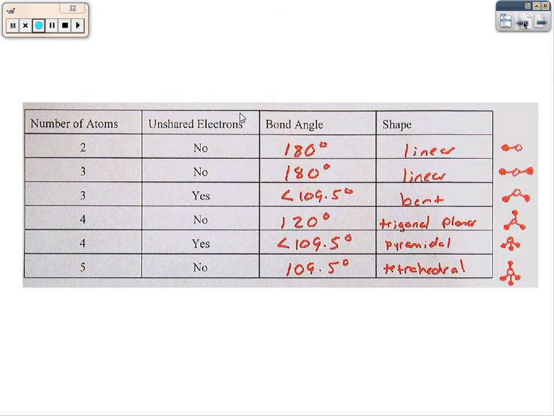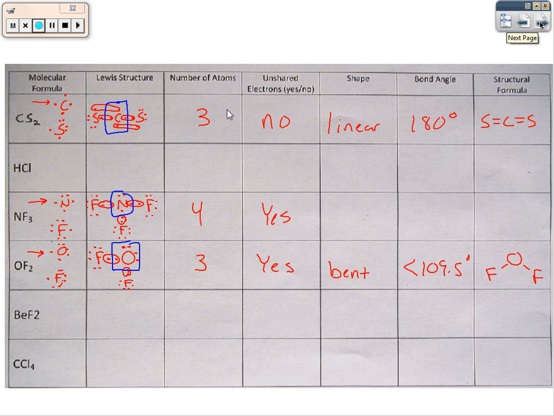Go back to our table. Again, you see 2 rows for 4. No unshared electrons, yes unshared electrons. We are down here on the yes. 109.5 degrees or so is the angle again. Pyramidal is what we call the shape. And as I said, it's a 3-dimensional shape on a 2-dimensional board. This is a tiny little pyramid. We draw these legs bent downward by the unshared electrons.